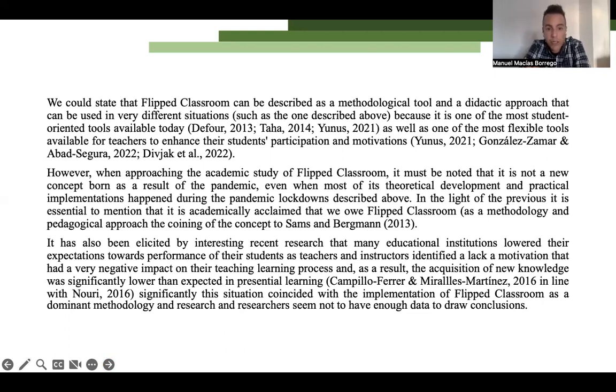However, when approaching the academic study of flipped classroom, it must be noted that it is not a new concept born as a result of the pandemic. Even when most of its theoretical development and practical implementation happened during the pandemic lockdowns described before, it is essential to mention that it is academically acclaimed that we owe flipped classroom as a methodology and a pedagogical approach, and also the coining of the concept, to research carried out in 2013 by Bergmann and Sams.